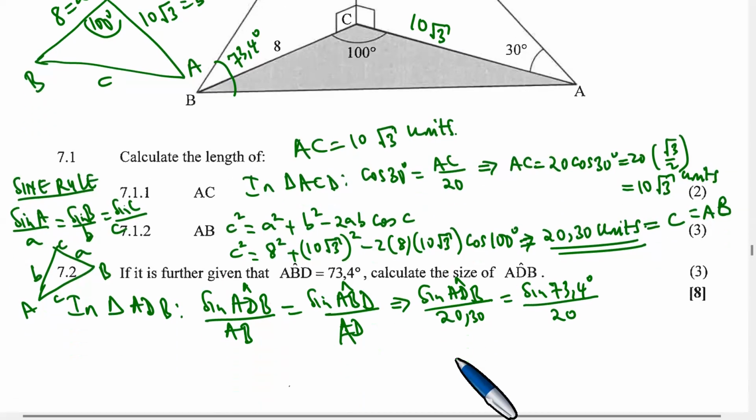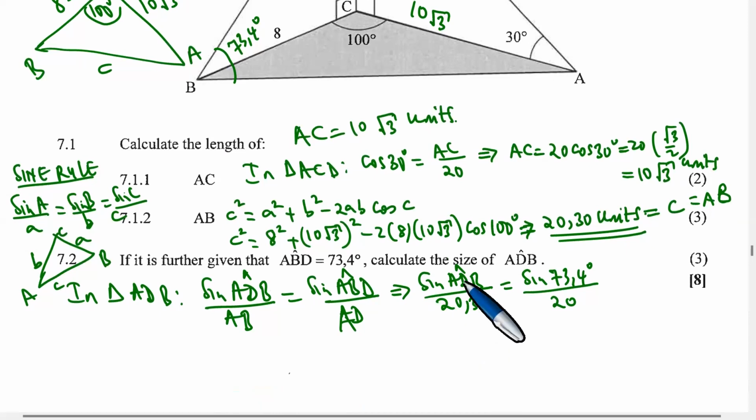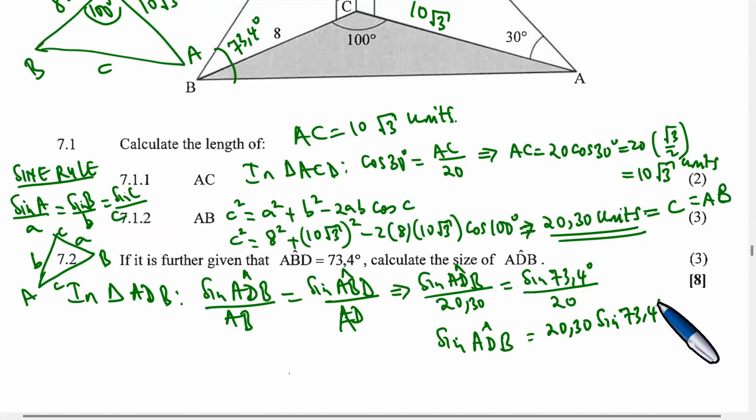Now, we want to solve for ADB because they're saying find the size of ADB. ADB is this one. What do we do? We cross multiply. If we cross multiply these, this one will go there, and it becomes 20,30 times the sine of 73,4 degrees divided by 20.